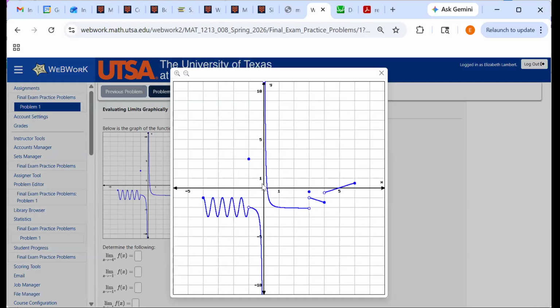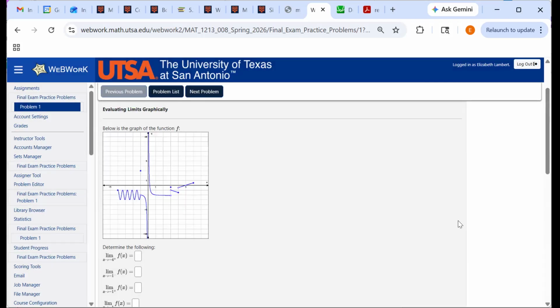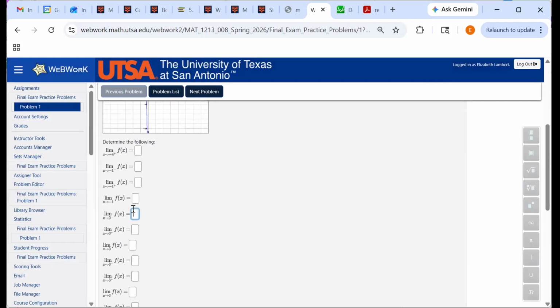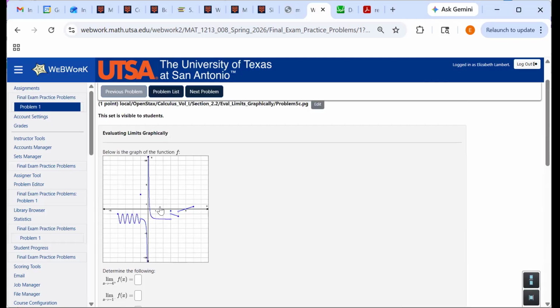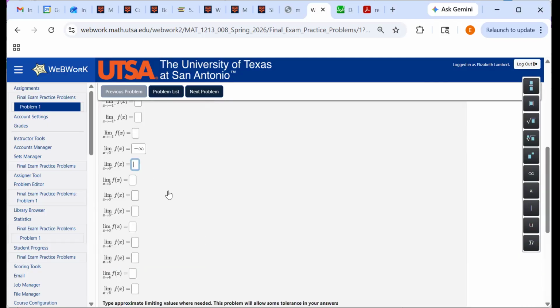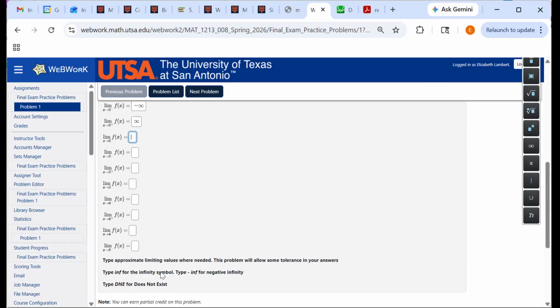so my 0 from the left, that part of the graph is shooting down off the bottom of the screen. So that's down to negative infinity. So 0 from the left, negative INF. Now 0 from the right side is shooting up to positive infinity. But since my left and my right do not agree, the limit is DNE.